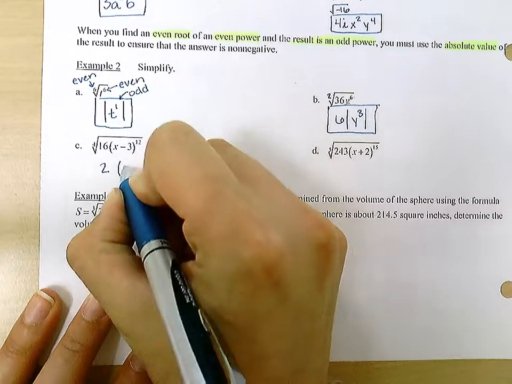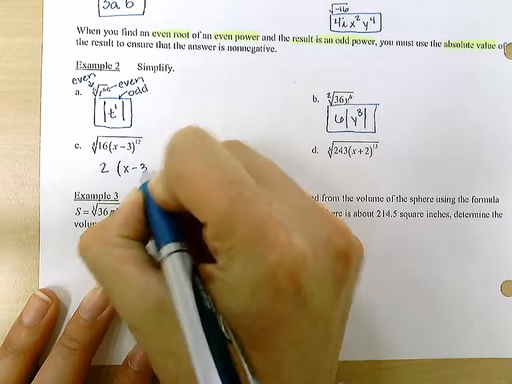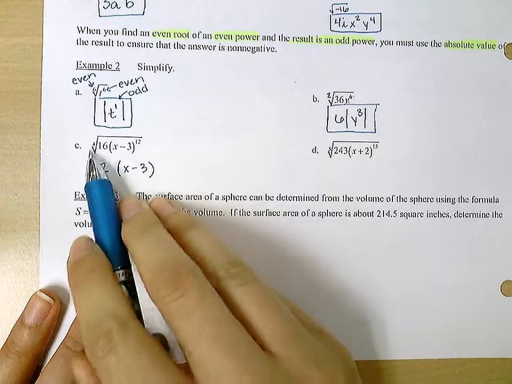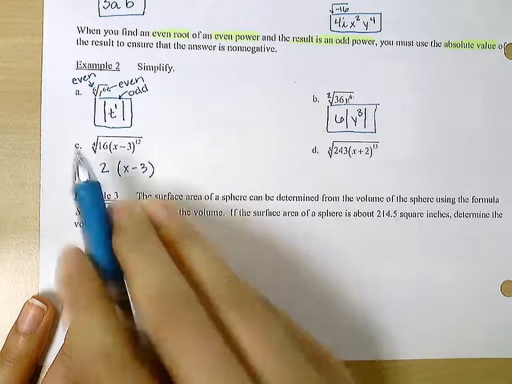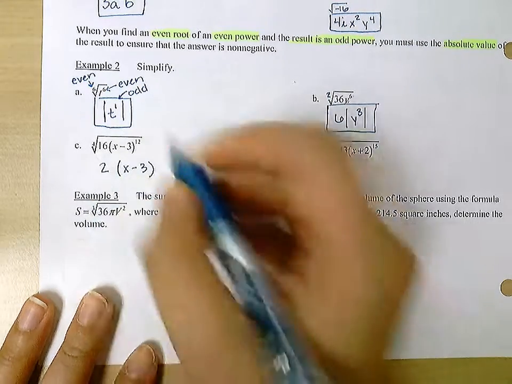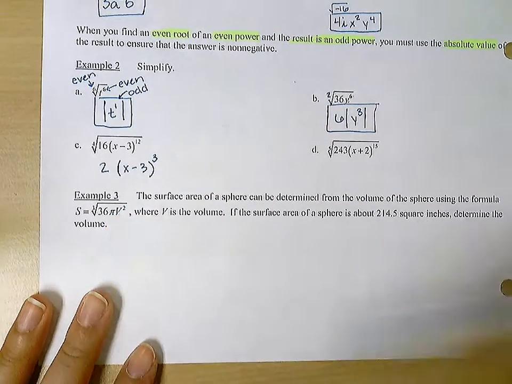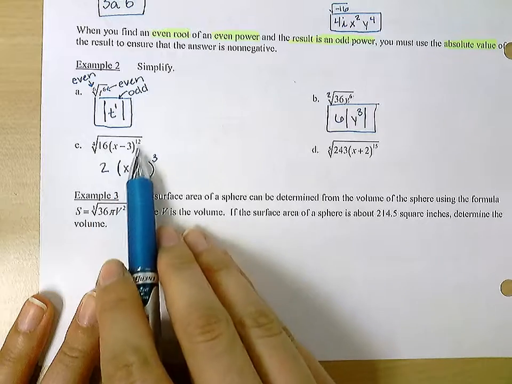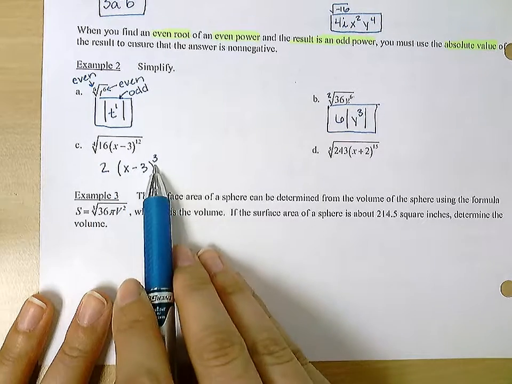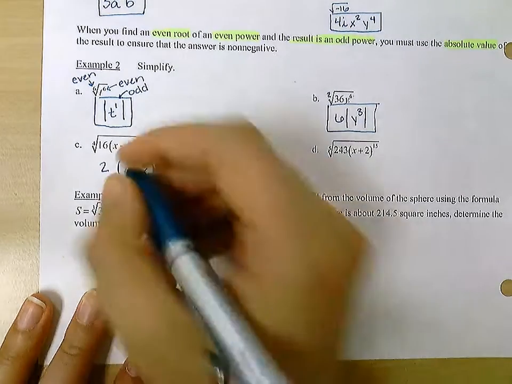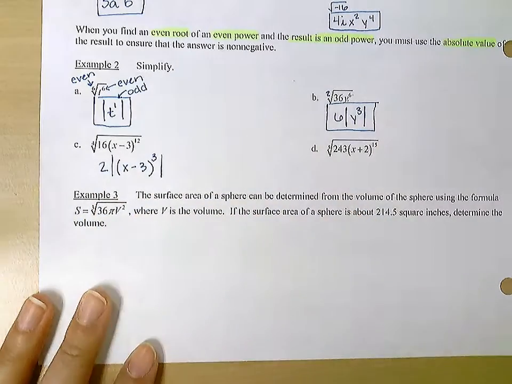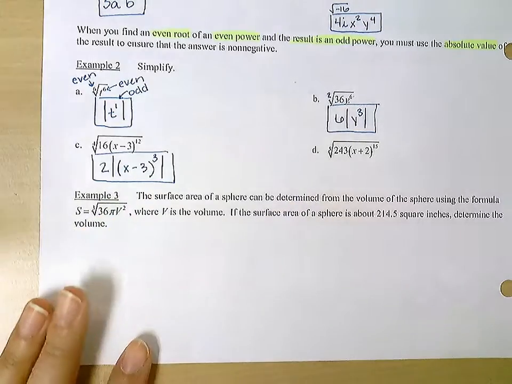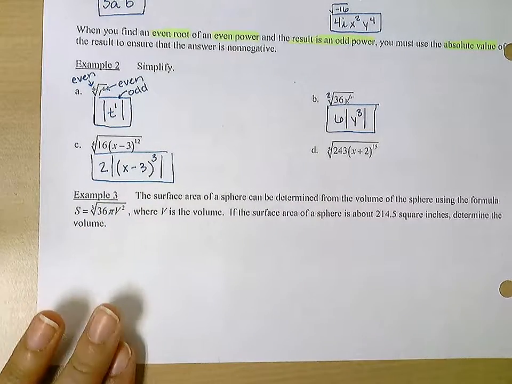Okay, next I have my quantity here, x minus 3. Okay, that's raised to the 12th. We're taking the fourth root of that, so 12 divided by 4 is 3. Okay, this is an even root, right? This is an even power. This is odd. So what do I need? So that should be your answer.